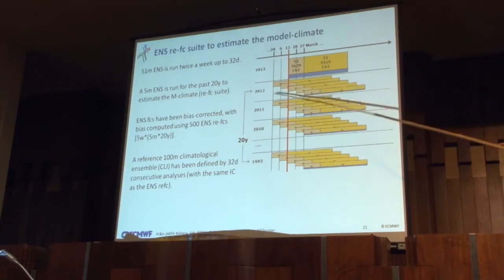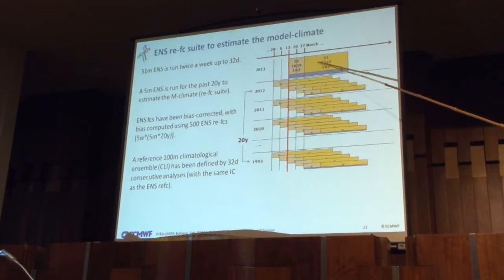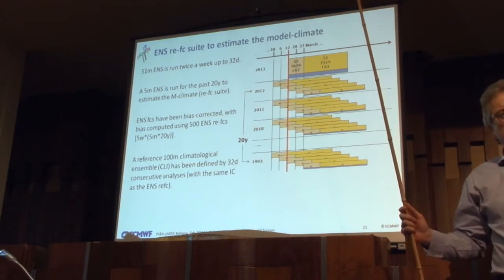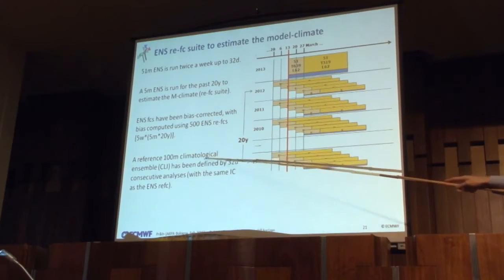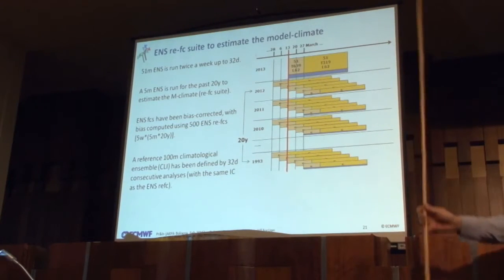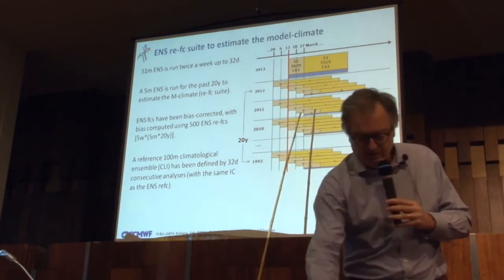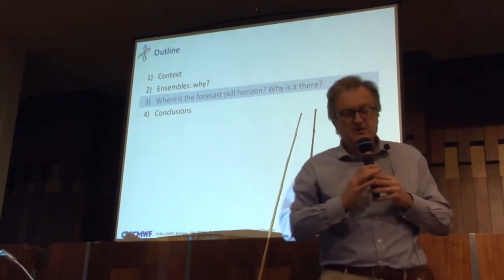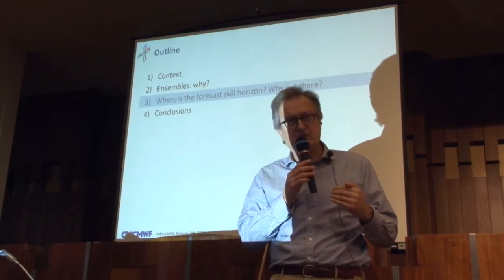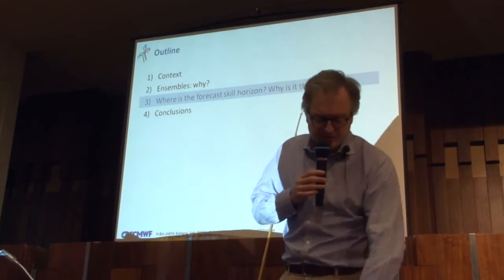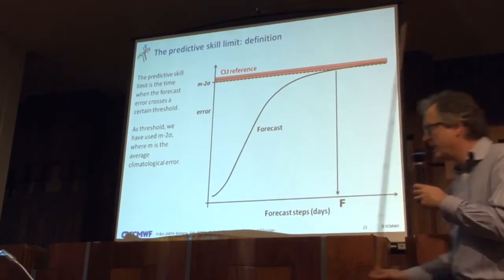So if you count, these are 100 members. So we have a 51-member ensemble, bias corrected, as a reference, a 100-member climatological ensemble. These are the two ensembles I'm going to use, and what I want to do is assess where is the forecast skill horizon. How do I define the forecast skill horizon? Well, the forecast skill horizon is defined.